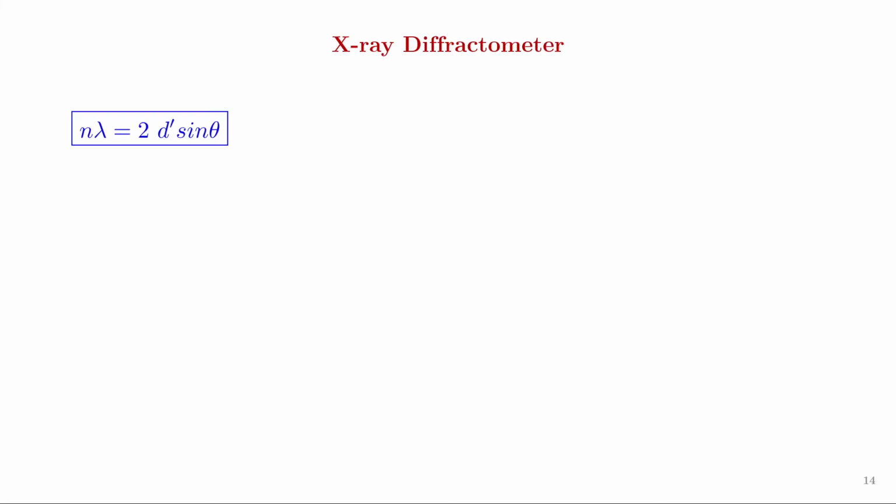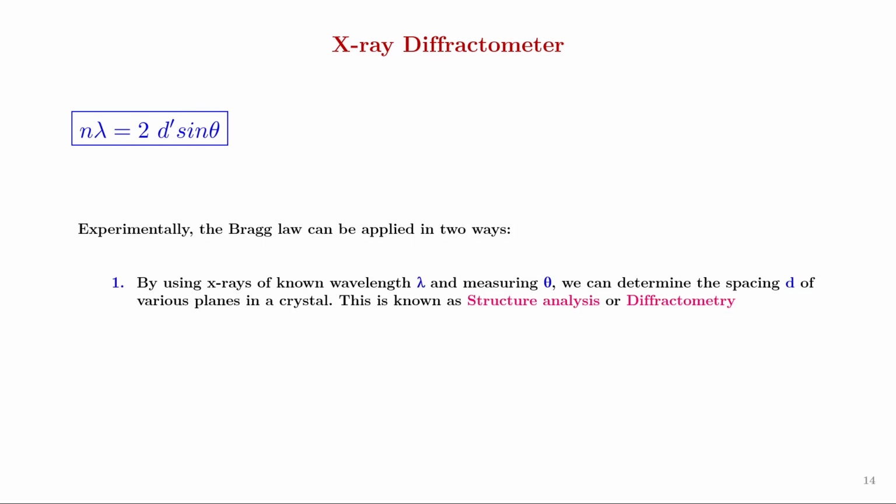We'll now proceed to discuss the instrumentation of a diffractometer. We have the Bragg equation n lambda equals 2d' sin theta. Experimentally, the Bragg law can be applied in two ways. First, by using X-rays of known wavelength lambda and measuring theta, we can determine the spacing d of various planes in a crystal. This is known as structure analysis or diffractometry.